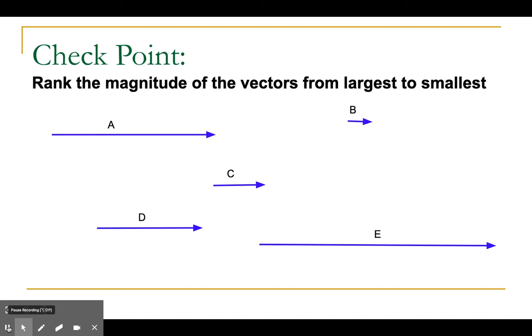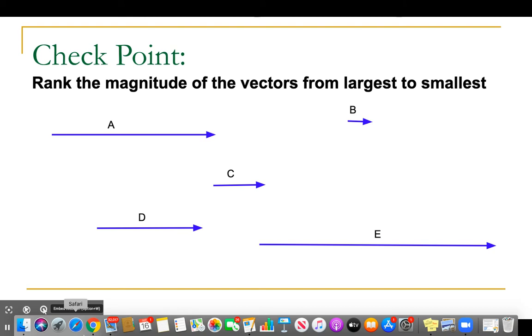The vector ranking is as follows. Vector E is larger than vector A. Vector A is larger than vector D. Vector D is larger than vector C. And vector C is larger than vector B. Remember that the lengths of the vectors represent the magnitude or the relative size.